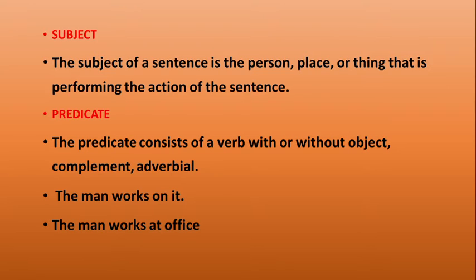Look at these two examples. The man works on it. The man works at office. In the first sentence, the man is subject. So subject can be a noun or noun phrase. Works on it is a predicate which consists of prepositional phrase. In the second example, the man is subject and works at office is predicate.